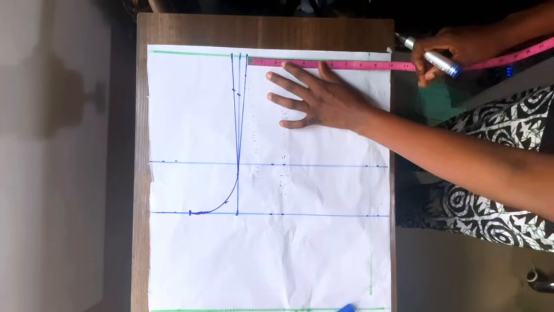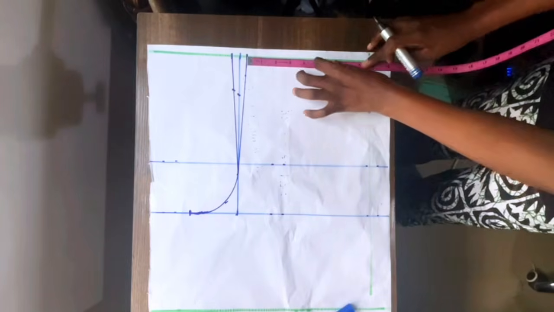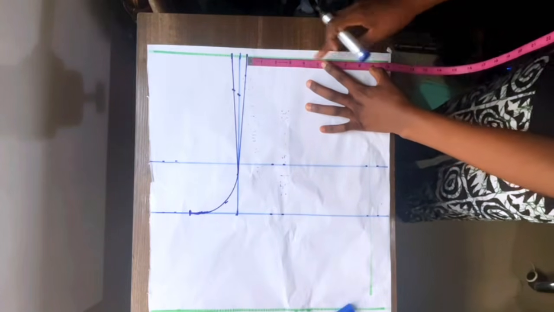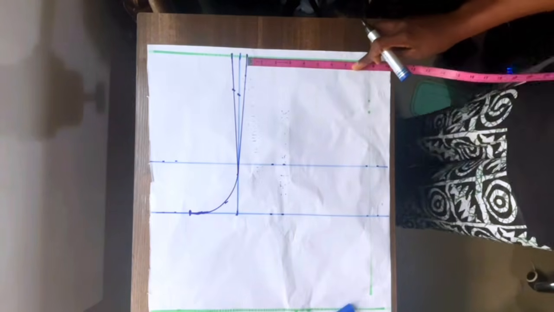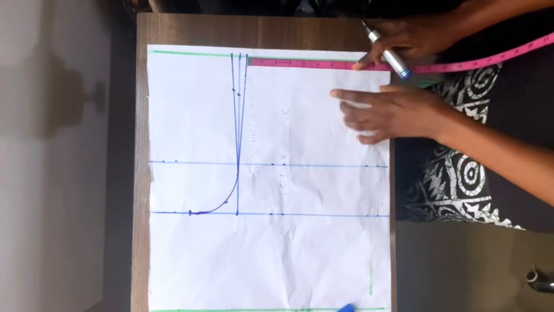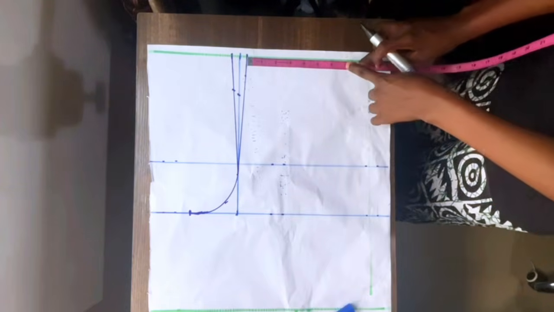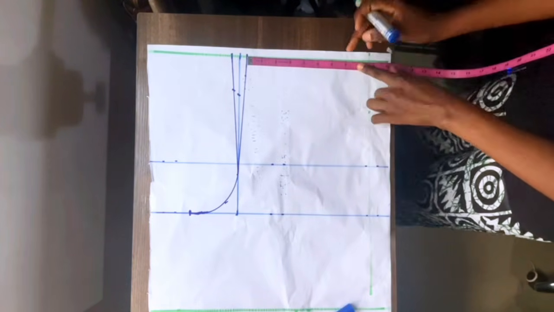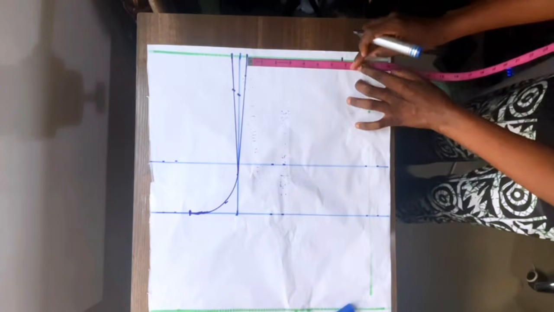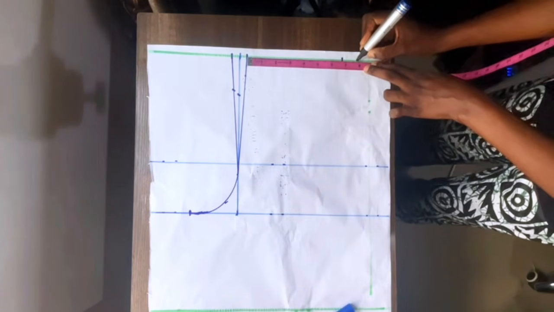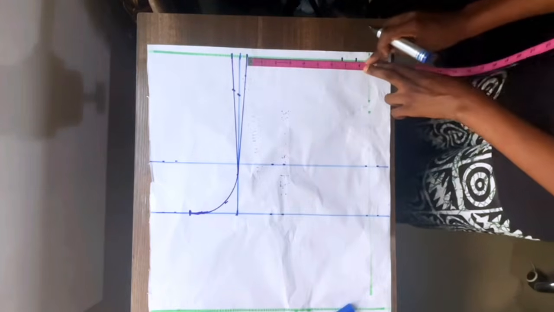Now from this point, we're going to be marking the natural waist circumference. The waist of this person is 27, so that is 6.75. So we're going to mark that point and then we're going to give 1 inch for sewing allowance, that is 7.75.